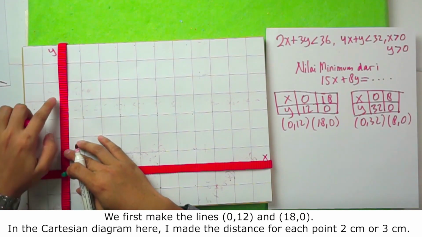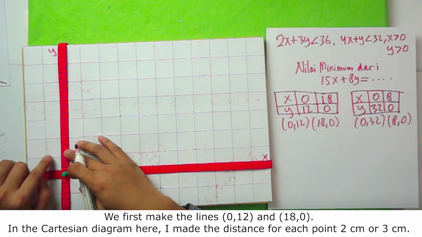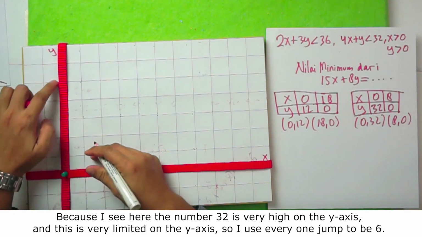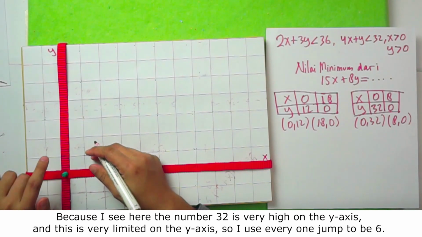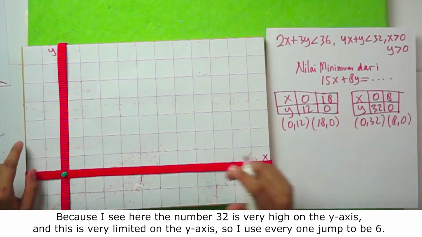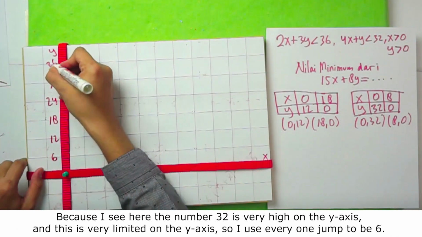We first make the lines 0, 12 and 18, 0 in the Cartesian diagram. I made the distance for each point 2 cm or 3 cm. Because I see here the number 32 is very high on the y-axis, and this is very limited on the y-axis. So, I use every one jump to be 6.